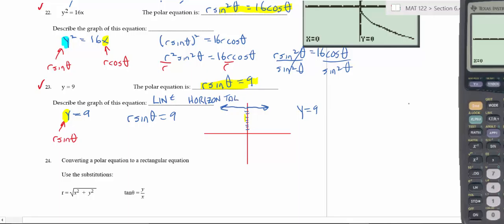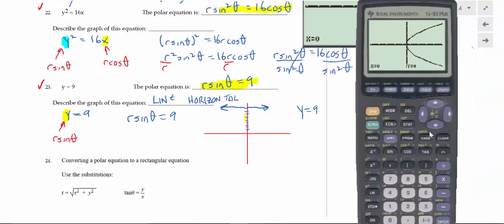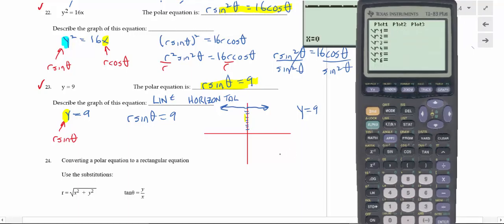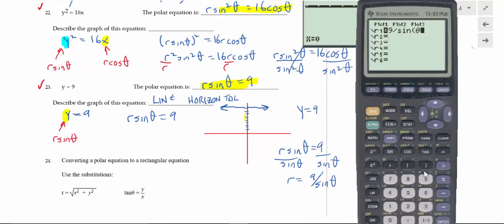Now if I did this one on my graphing calculator in polar coordinates, you'd have to solve for r. You have r sine theta equals 9, and if you divide both sides by sine theta, you end up with r equals 9 over sine theta. That's how you'd have to put it in your calculator. So go 9 divided by sine theta. Then we can graph this in a standard window, so I'm just going to go zoom 6. And you're going to see that line come out like that.